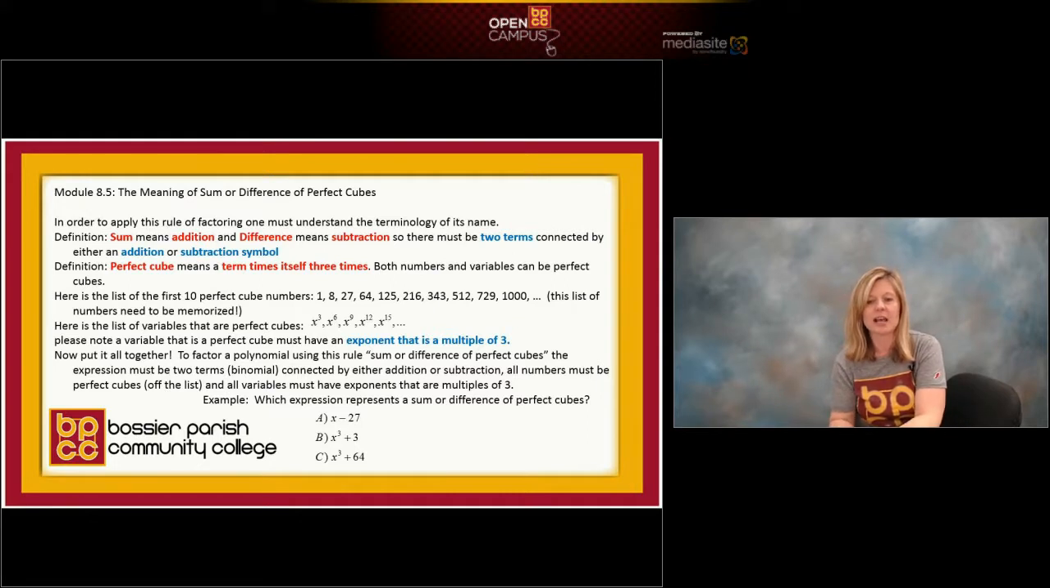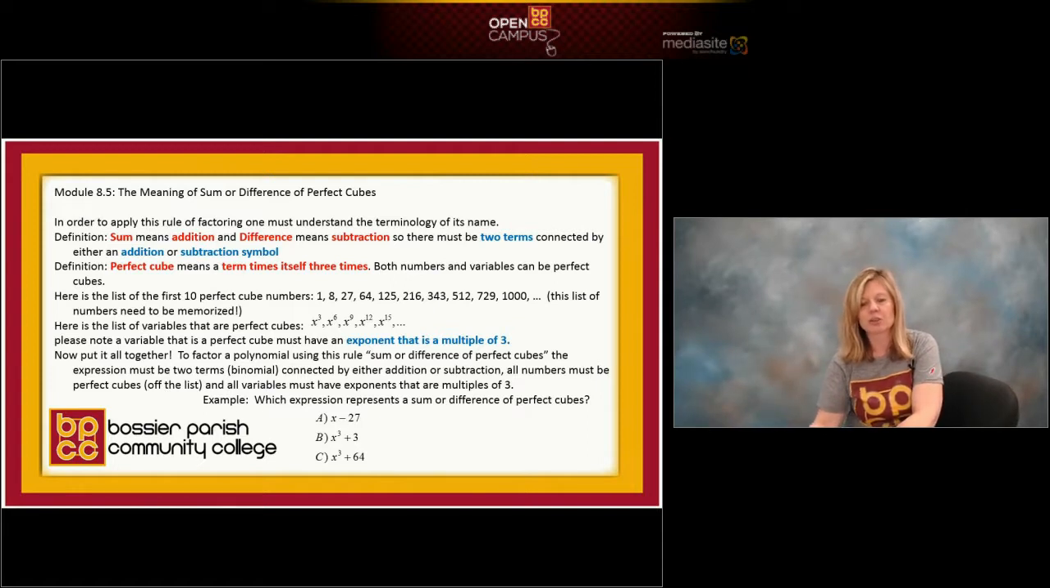x minus 27. Well, it's got the minus, it's a difference. 27 is on the perfect cube list. It's 3 times 3 times 3. But look at x. What's understood to be its exponent? 1. 1 is not a multiple of 3. When you say the 3 times tables, you don't say 1. You say 3, 6, 9, 12. So that's off.